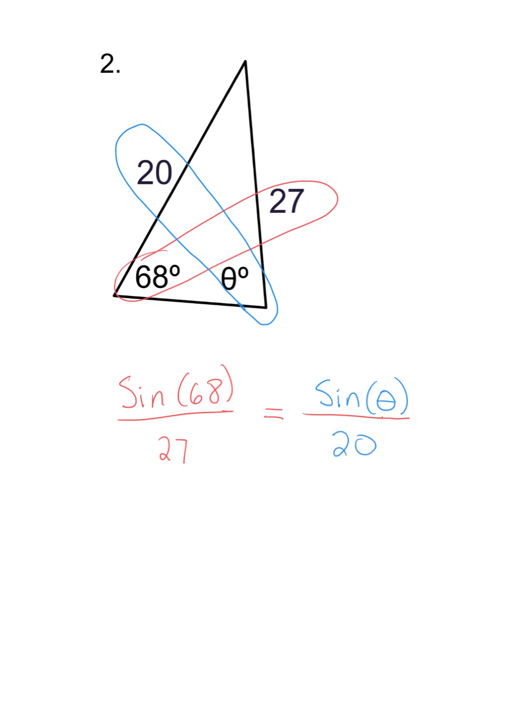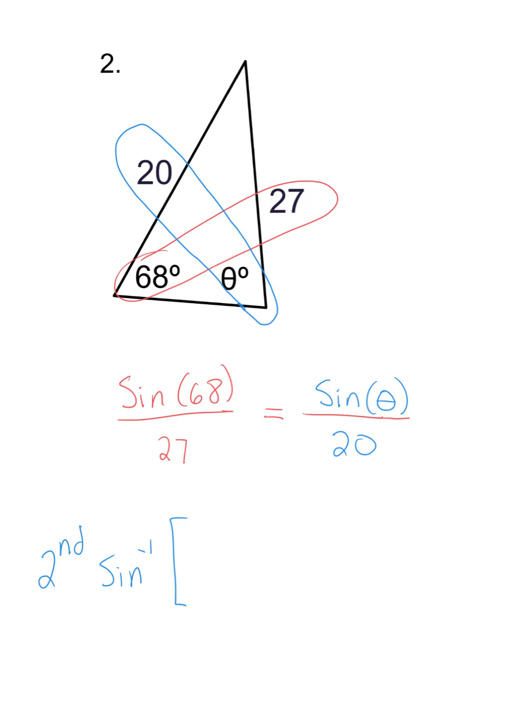All right, so there is our proportion. The sine of 68, the angle, over its opposite side, 27. The sine of angle theta, over its opposite side, 20. Now, think back to SOHCAHTOA. Anytime you had to find the measurement of an angle, you had to use the second button. This is still trigonometry. We are looking for an angle, so we have to hit second sine to solve this. Then we have to cross multiply inside that second sine parentheses.